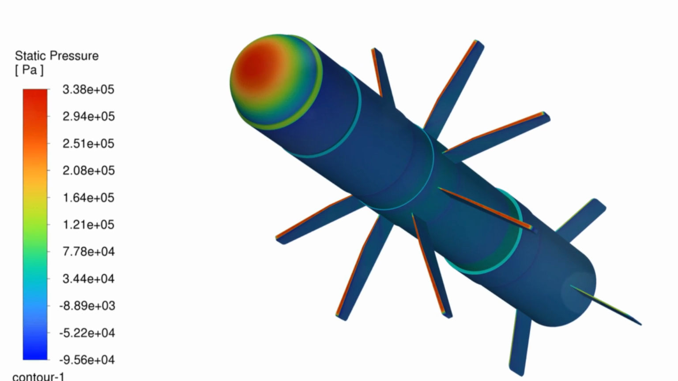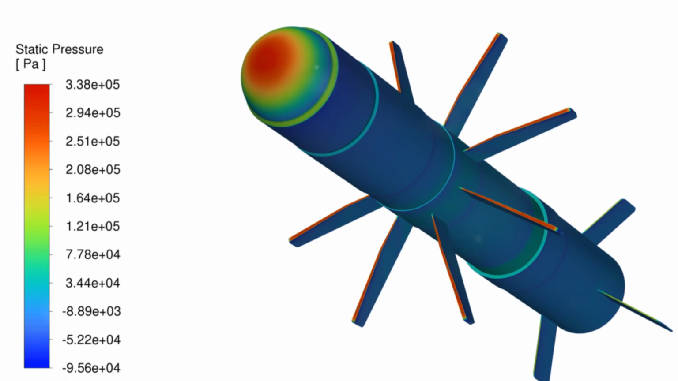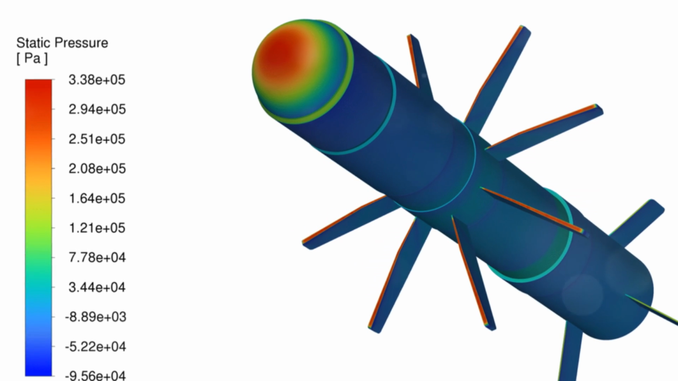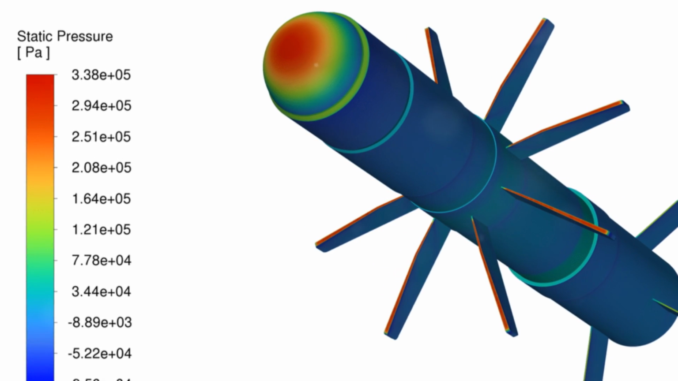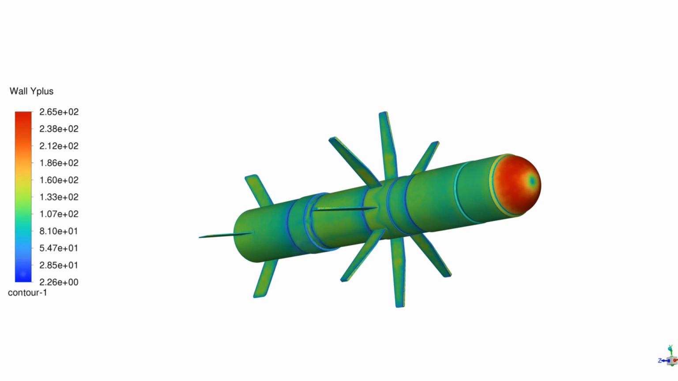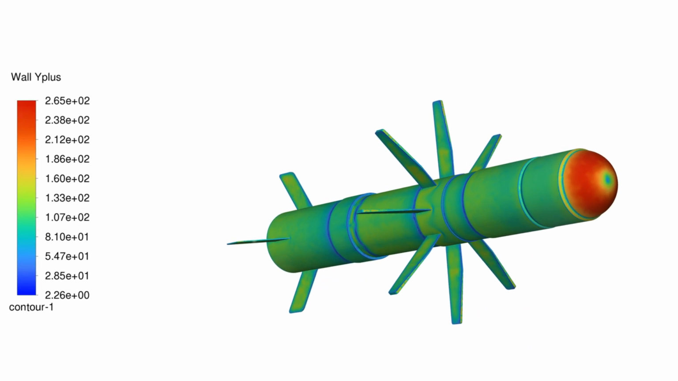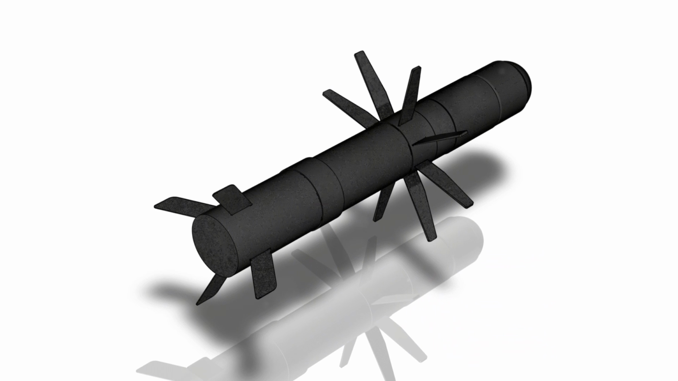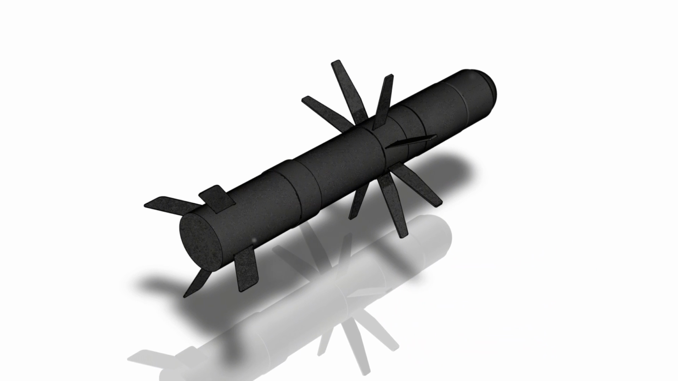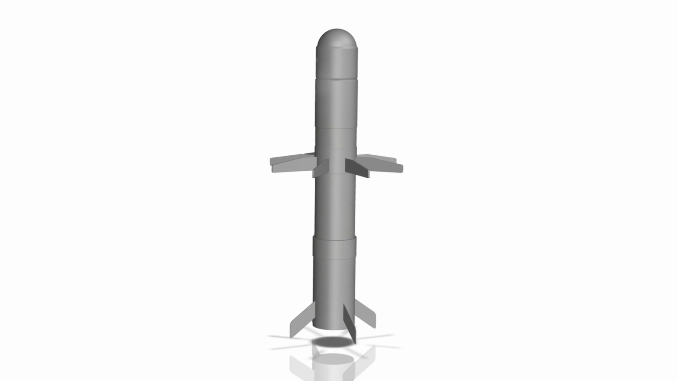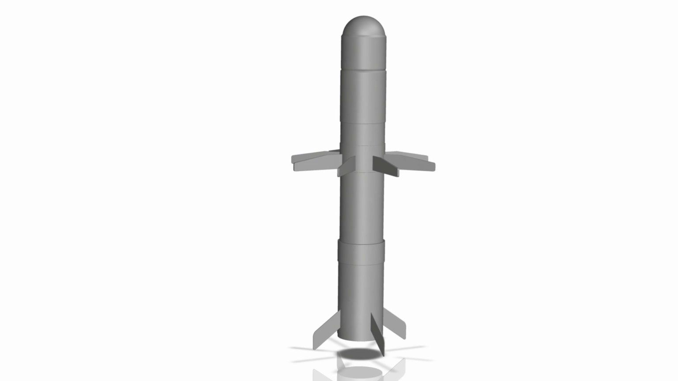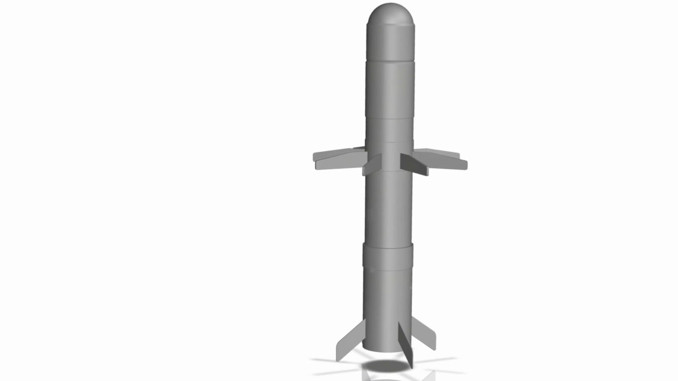Next, configure the simulation using a density-based steady-state solver and model air as an ideal gas. Use the Realizable k-epsilon turbulence model for accurate turbulence effects. Set wall boundary conditions on the rocket surface and pressure far field conditions elsewhere. Run the simulation with the SIMPLE algorithm at a Mach number of 1.7.